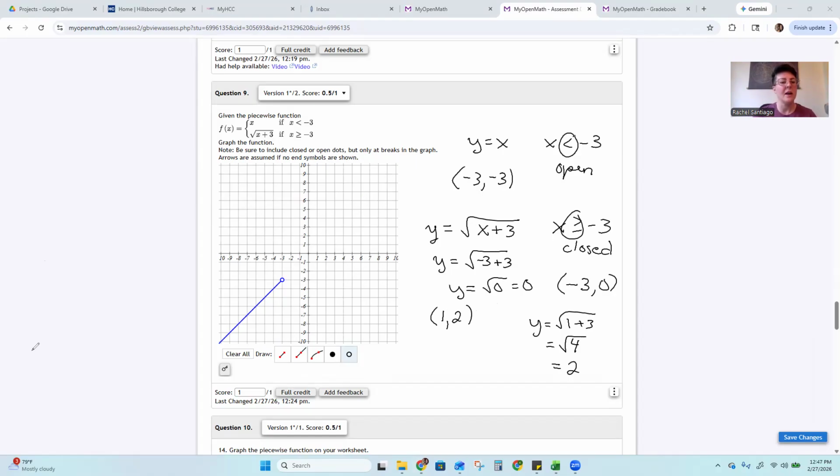Okay, let's go ahead and grab our square root tool. We're going to start at the boundary point, which is -3, 0. So -3, 0 is here on the x-axis. My second point is going to be 1 comma 2. So 1 comma 2 is here. And then, of course, as we mentioned earlier, the boundary point is closed. So let's grab the closed circle and place that right on top of that point there. And that is your final answer.